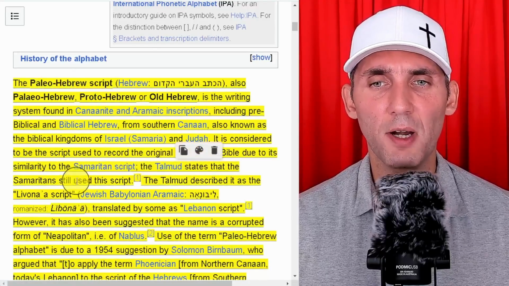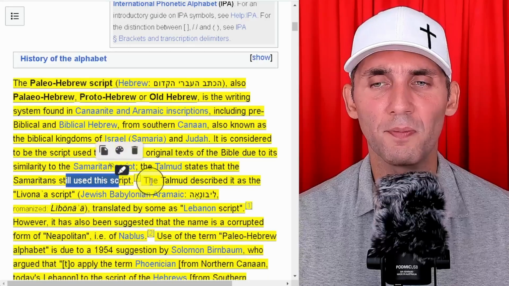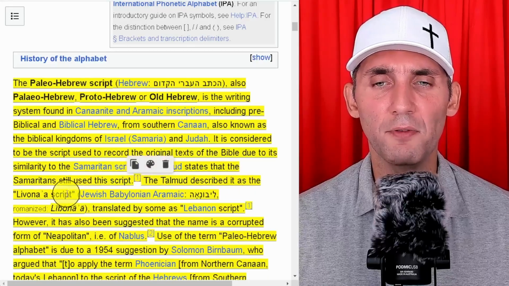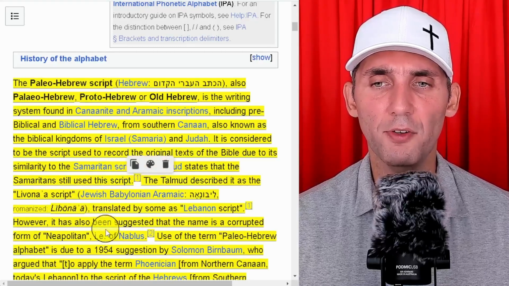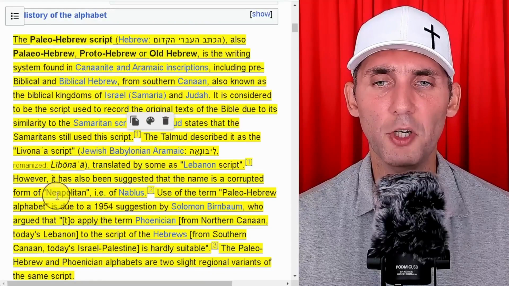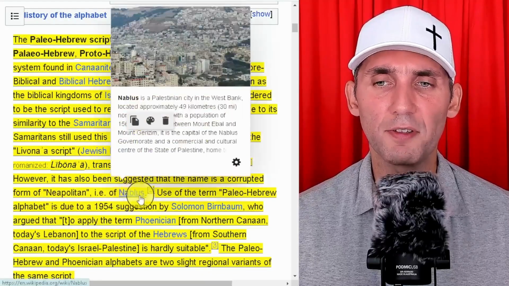The Talmud states that the Samaritans still use this script. The Talmud described it as the Livona script, translated by some as Lebanon script. However, it also has been suggested that the name is a corrupted form of Neapolitan, of Nablus.